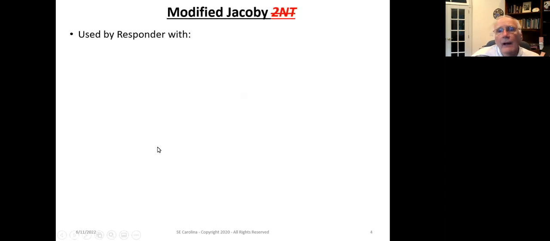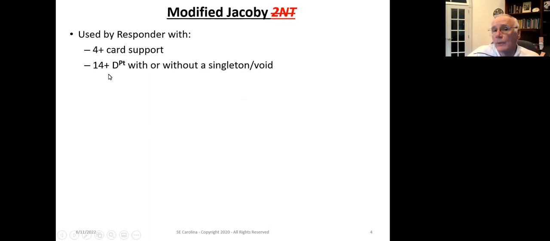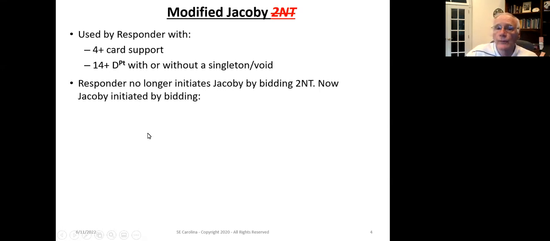So let's look at how this unfolds. Up here, we have Modified Jacoby two-no trump with the two-no trump crossed out. Why did I cross it out? Because we're not going to use two-no trump any longer to initiate the Jacoby convention. Remember that this bid represents 4+ cards, and now we're going to define it as 14+ distribution points with or without a singleton or void. The responder's not going to initiate Jacoby any longer by bidding two-no trump.